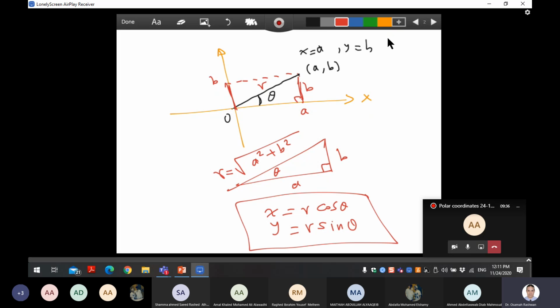What about if you have x and y and you would like to have r and theta? R is exactly the square root of a squared plus b squared, and theta is the tan inverse of b over a, because if you divide b over a, you will have tan of this angle, right? So r is the square root of a squared plus b squared, and theta is tan inverse of b over a. This is the link between the Cartesian coordinate and the polar coordinate.